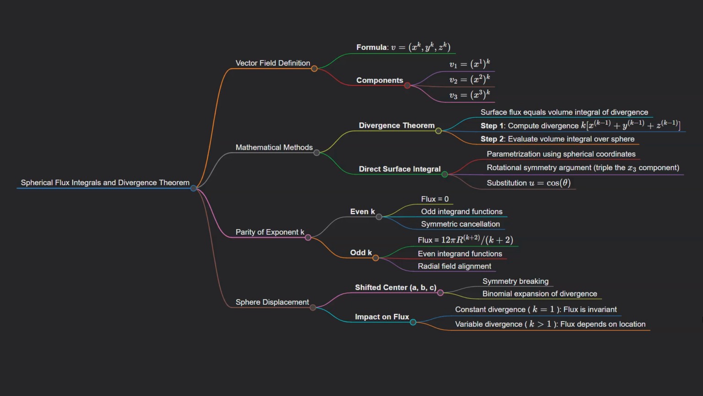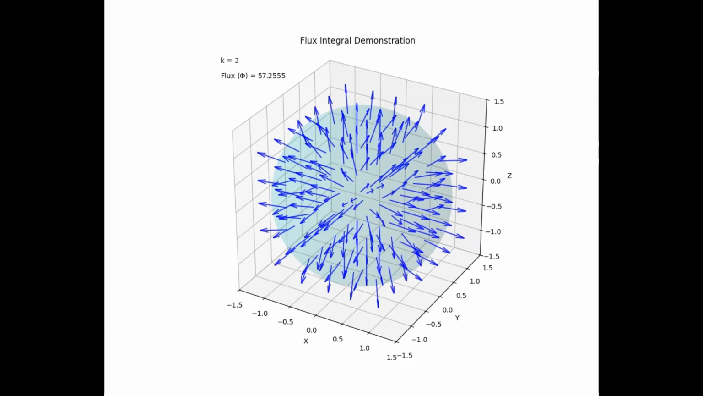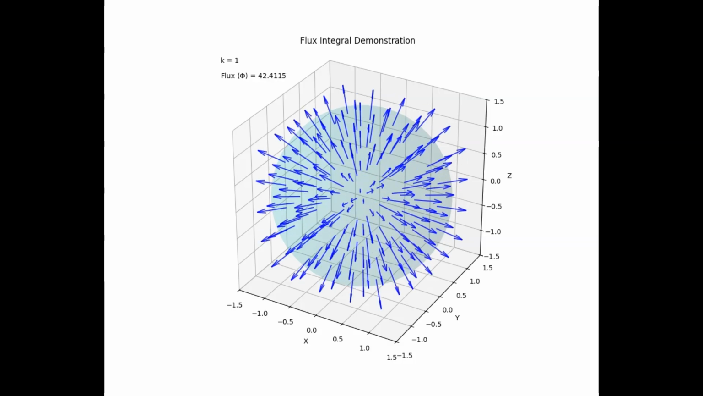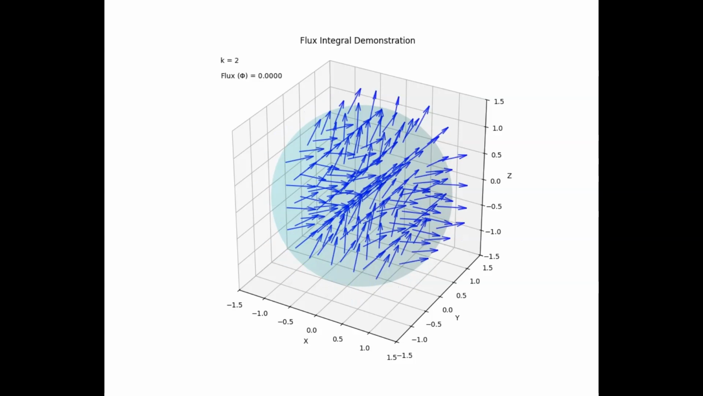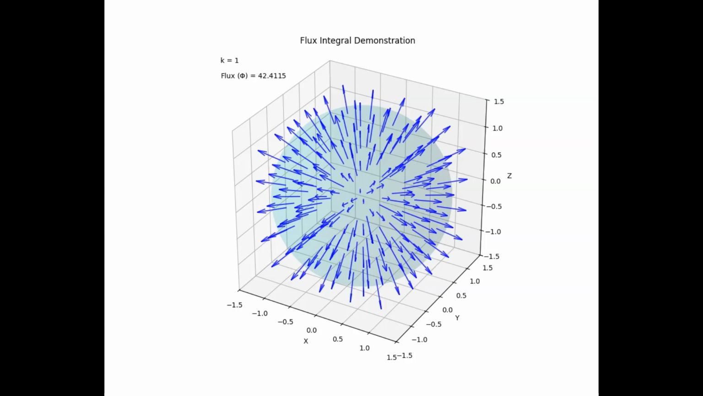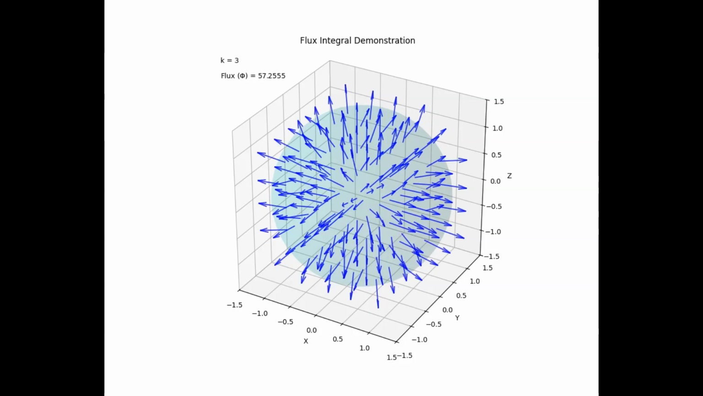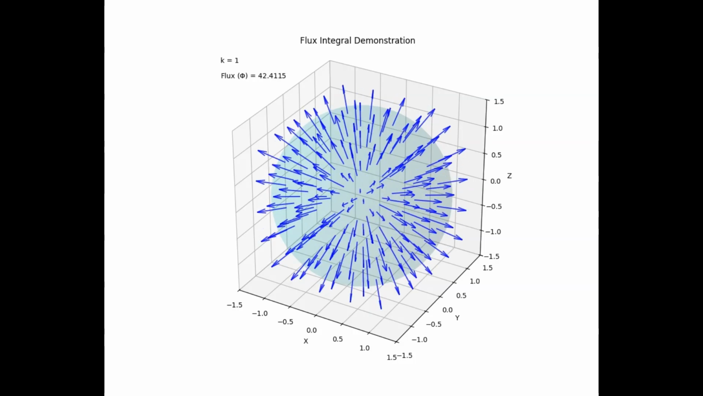Interactive demo. Shifting perspectives. A final demonstration uses an interactive application with sliders to move the sphere around in three-dimensional space. As you move the center of the sphere away from the origin, you can watch the flux value jump from 0 to a positive or negative number, illustrating how the balance of a vector field is tied to its position relative to the center of the flow.